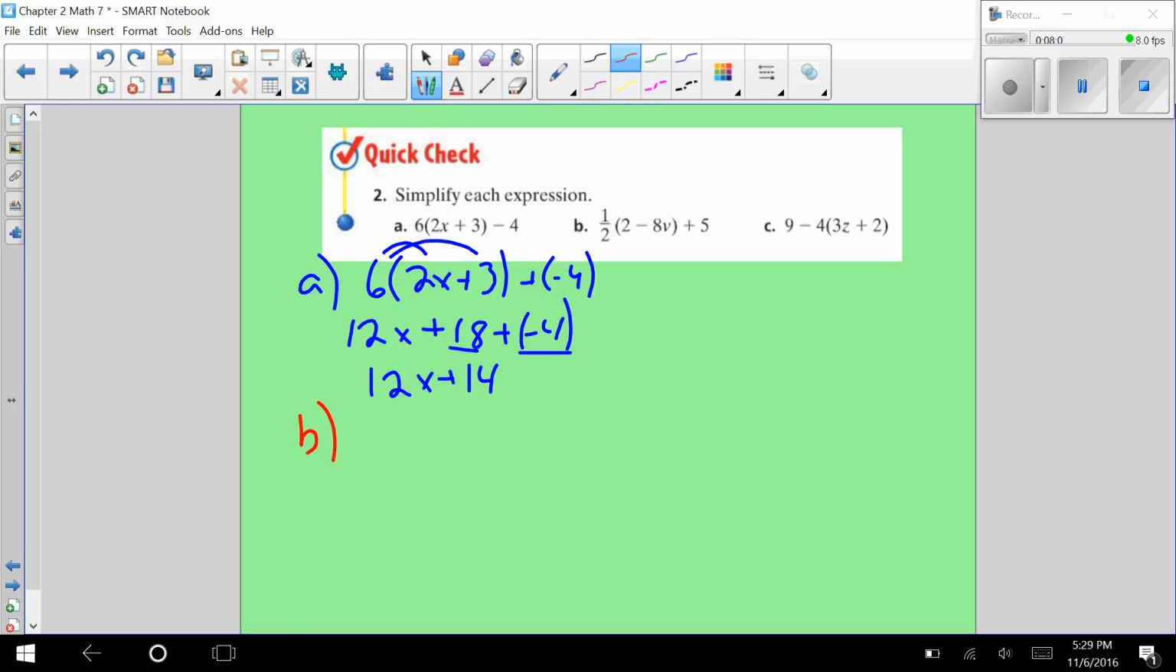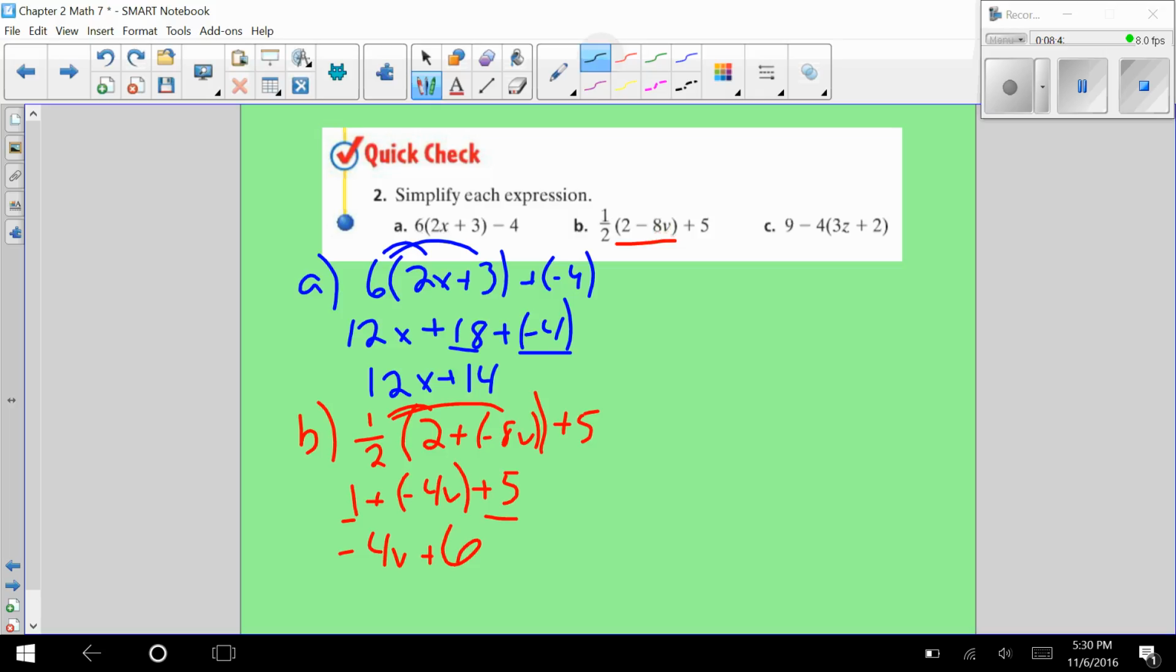For B, we're going to start by changing that into a sum. So I have 1/2 times 2 plus negative 8b plus 5. Now this changing it into a sum is an option because that subtraction is within the parentheses. You could just leave it as subtraction, but then you'll have to change it to adding the opposite in the next step after you distribute. 1/2 times 2 is 1 plus 1/2 times negative 8b is negative 4b. And then my plus 5 is on the end. My 1 and my 5 combine. So negative 4b plus 6 is my final answer.